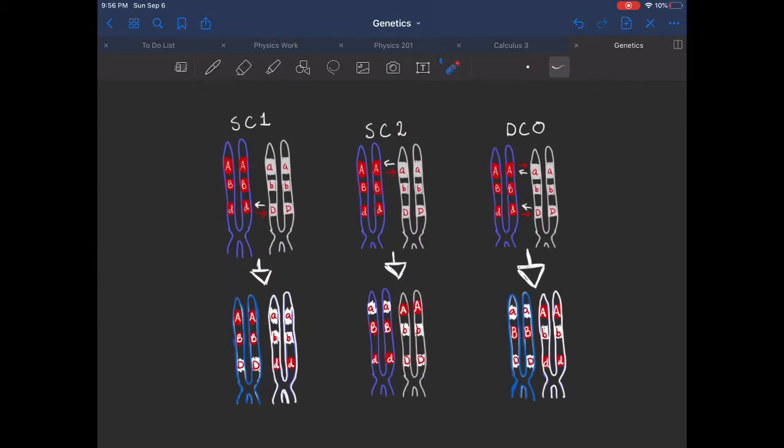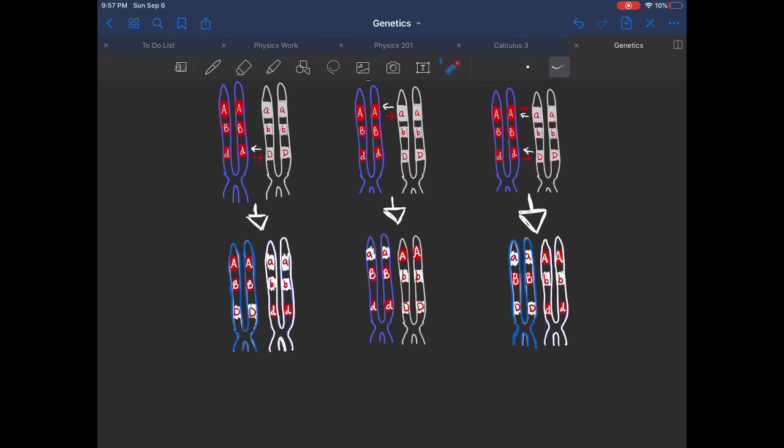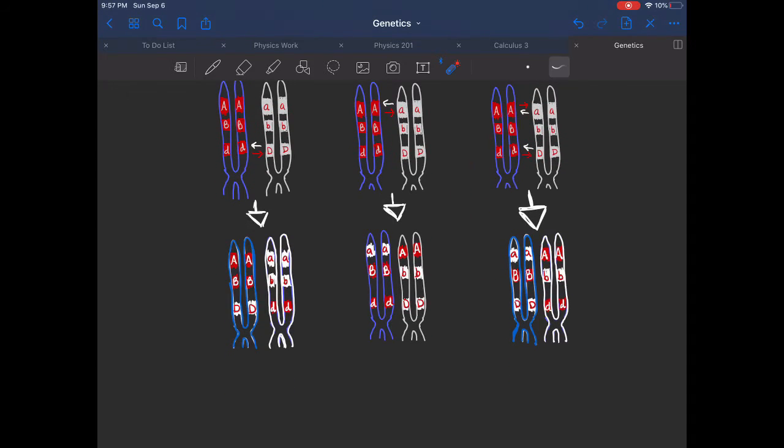For example, the types of crossover that could happen could be a single crossover in section 1, where the first section of the chromosomes cross over, giving us this. Single crossover in section 2, where the second section of the chromosome crosses over, and we get this chromosome over here. And a double crossover, where both events happen simultaneously. So these cross over and these cross over together and gives us this chromosome.